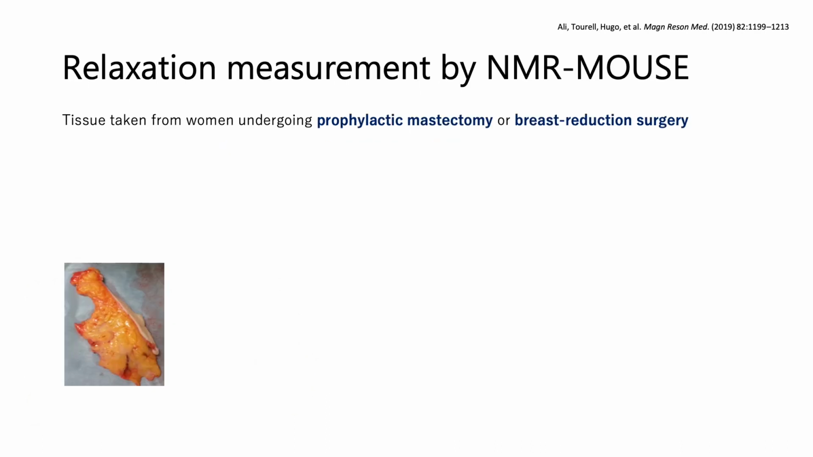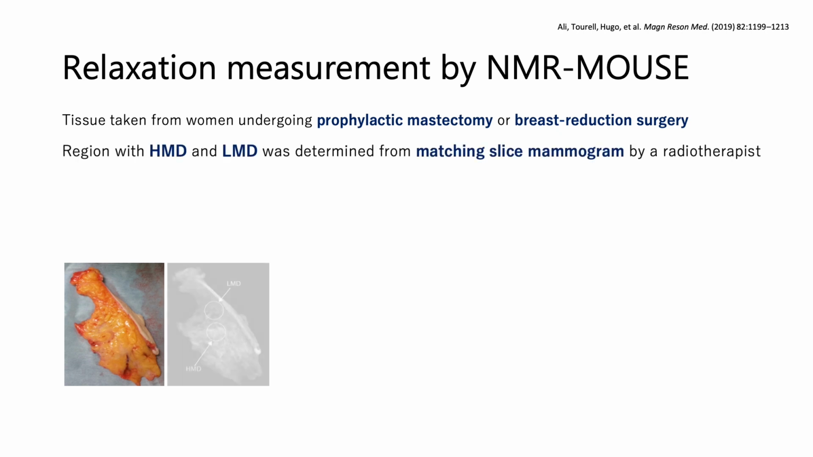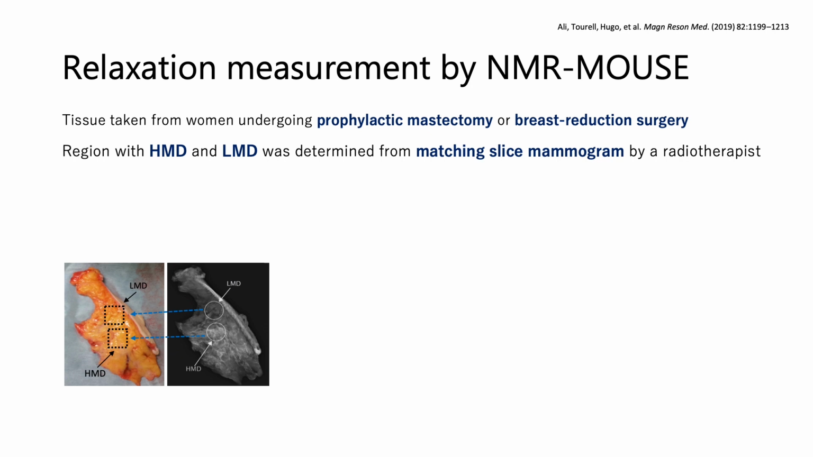For this experiment, we obtained breast tissue from women who underwent mastectomy or breast reduction surgery. A slice mammogram was obtained for each tissue slice that we used, and by a radiotherapist, the high mammographic density and low mammographic density regions were identified and outlined in the mammogram.